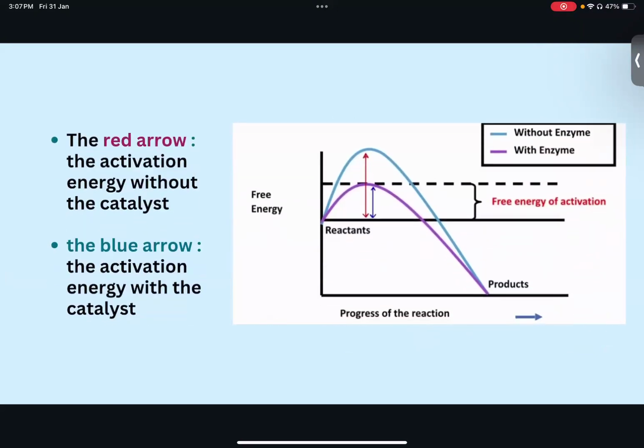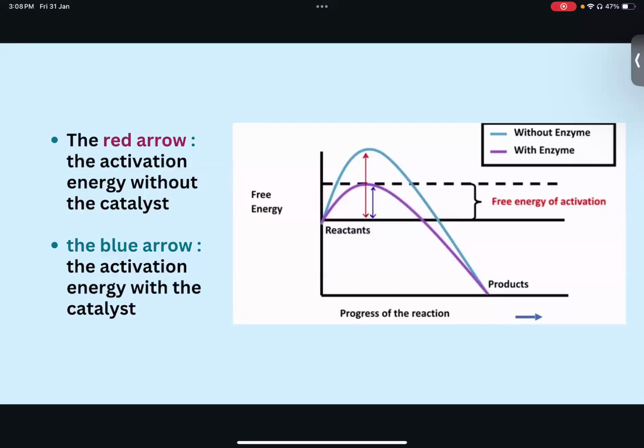So we said that they are a catalyst and they decrease the activation energy. What do we mean by they decrease the activation energy? They decrease the activation energy that is needed for the reaction to proceed. You can see in this graph, the purple graph is where we used the catalyst, and the blue graph is where we didn't use the catalyst. And you can see the difference between the activation energy here.